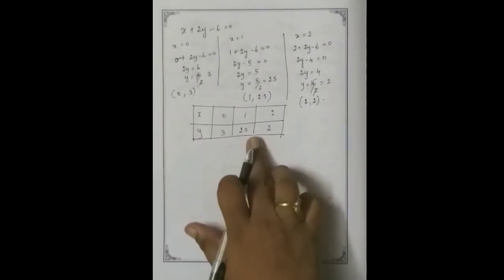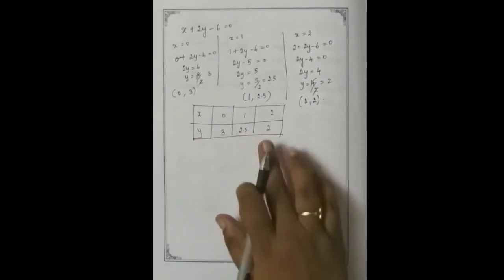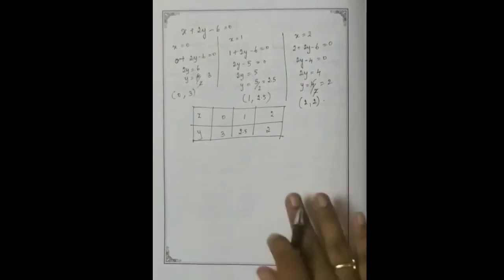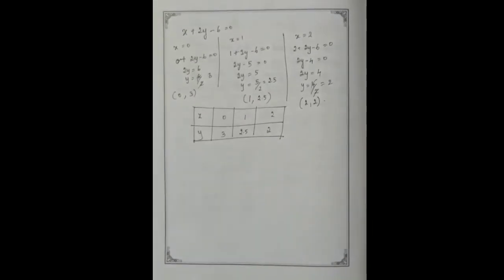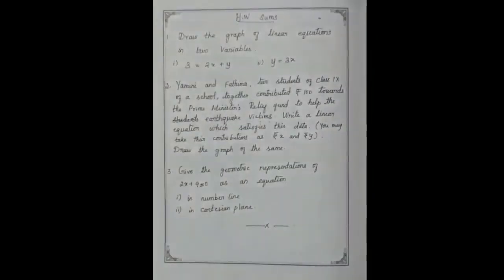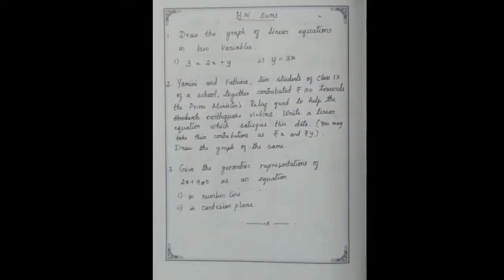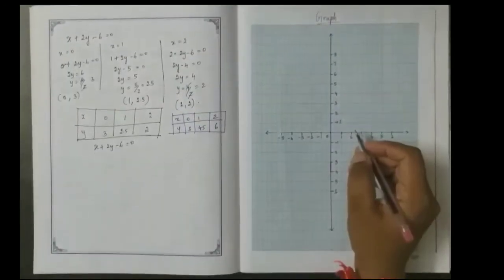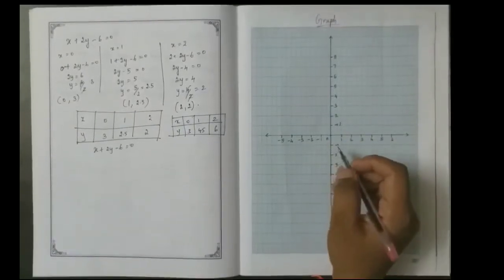For these two linear equations, we want to plot the graph on the same paper. Shall we plot the graph for this? Now for the equation 3x minus 2y plus 6 equal to 0, we can form this, x is equal to 0, y is 3. So now we can plot the graph for the two equations.